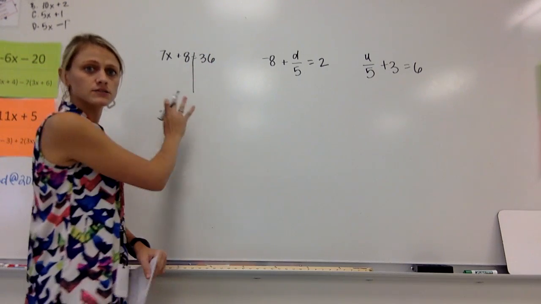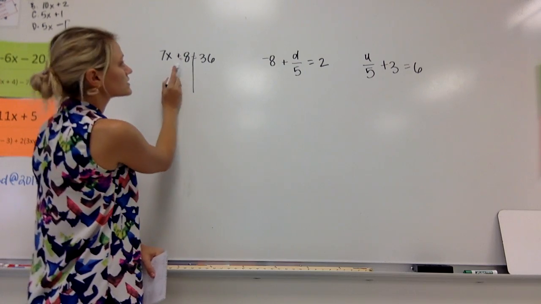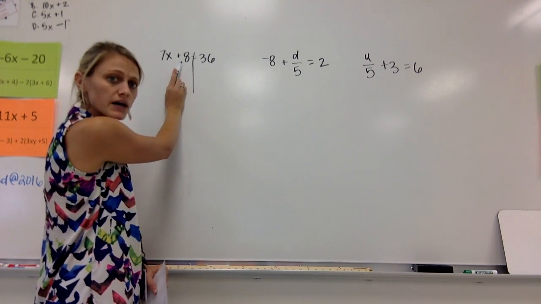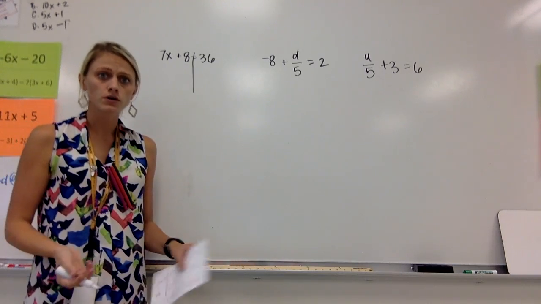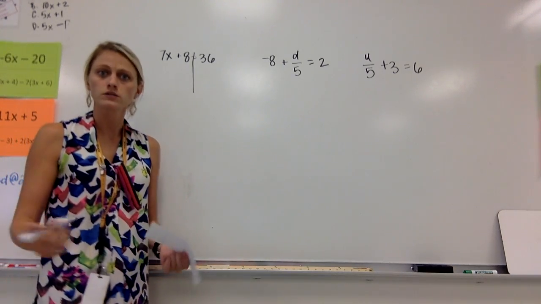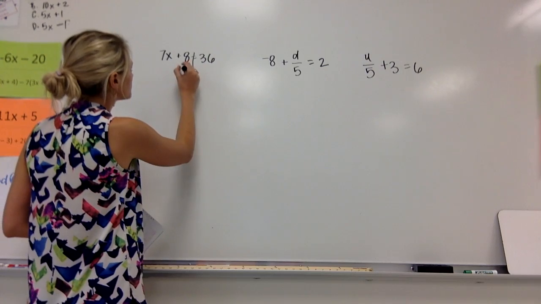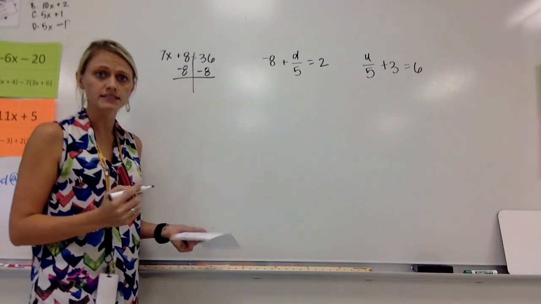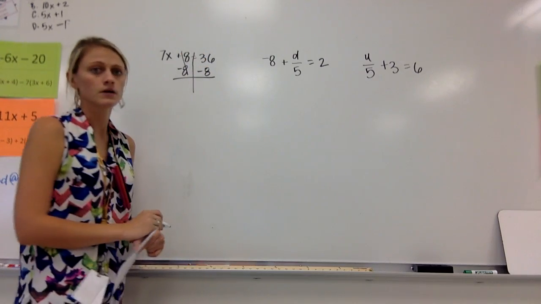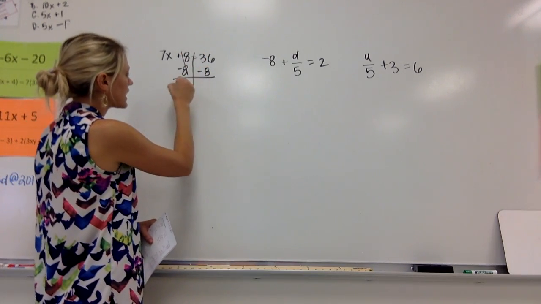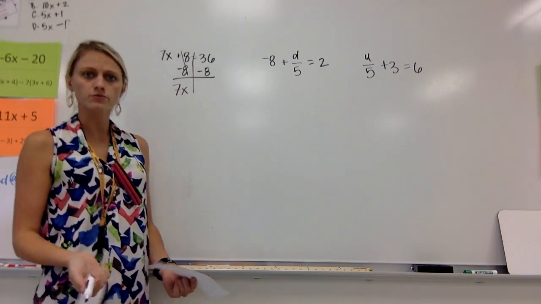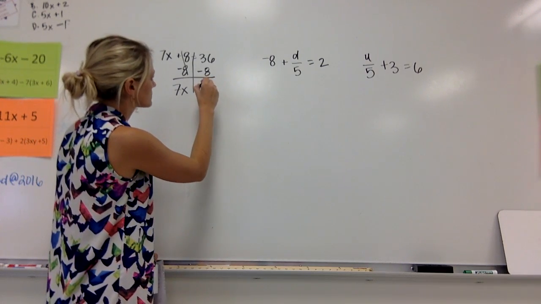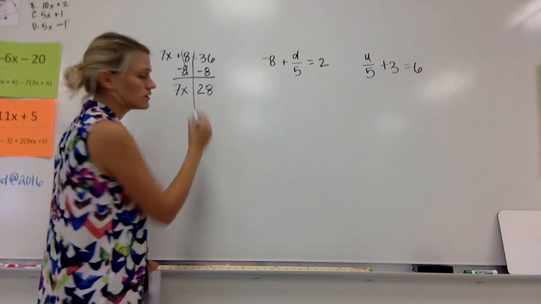Split it at my equal sign, so I have a left side and a right side. I start with the thing that's furthest away from my x. So I'm going to start with this positive 8. To undo a plus 8, we subtract it. You guys should know this. On both sides. Okay, so minus 8. On this side, obviously we're left with our 7x. 36 minus 8 is 28.